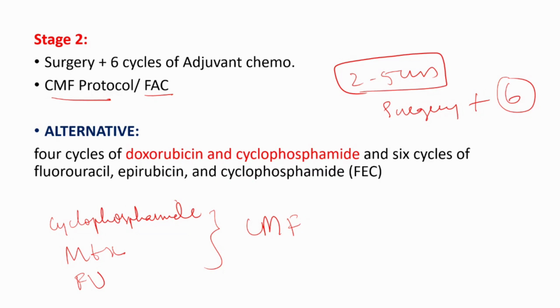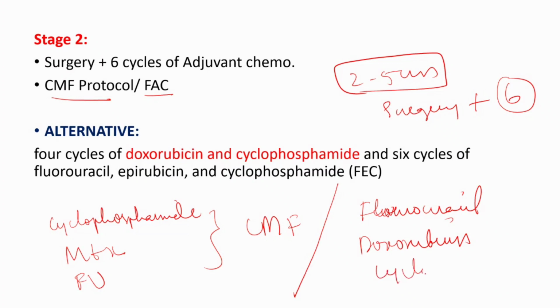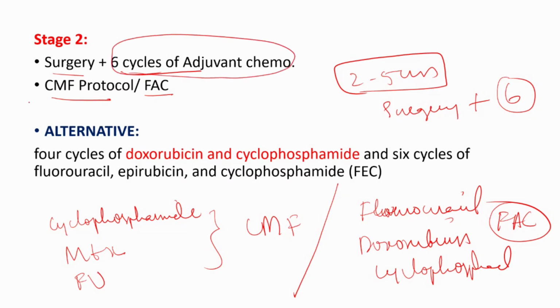So this is the CMF protocol. If the CMF protocol is not advised, or if the patient has adverse effects related to it, we can go with the FAC strategy. Here in the FAC strategy, we have fluorouracil, doxorubicin, and cyclophosphamide. So in stage 2, surgery plus 6 cycles of adjuvant chemotherapy should be given, and we can go either with the CMF protocol or the FAC protocol. CMF is cyclophosphamide, methotrexate, fluorouracil, and FAC is fluorouracil, doxorubicin, and cyclophosphamide.